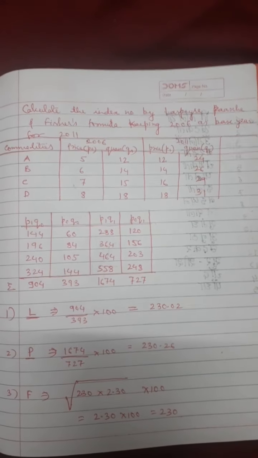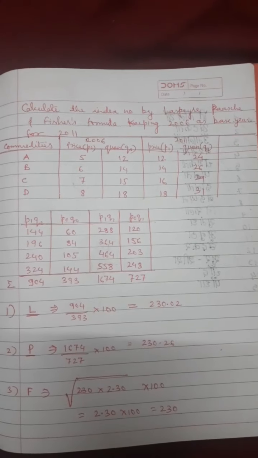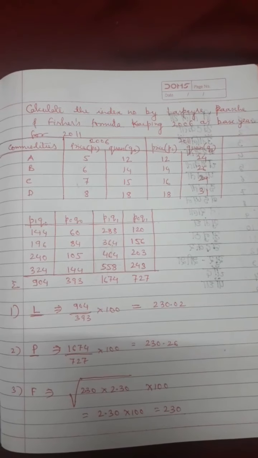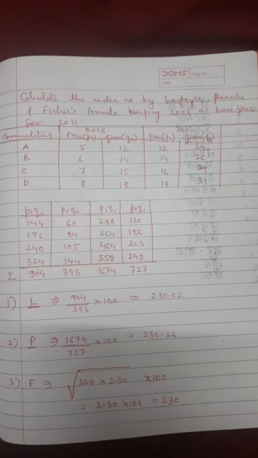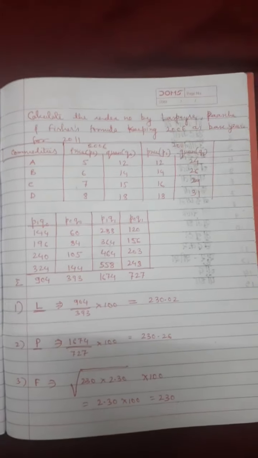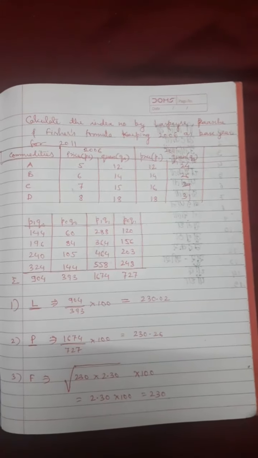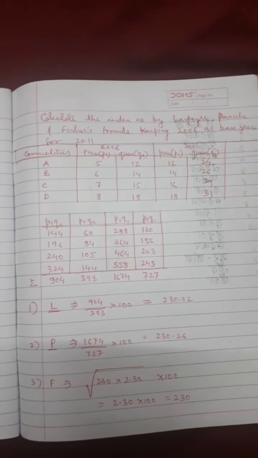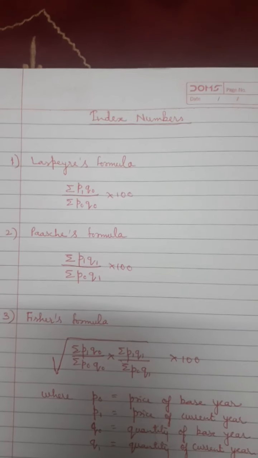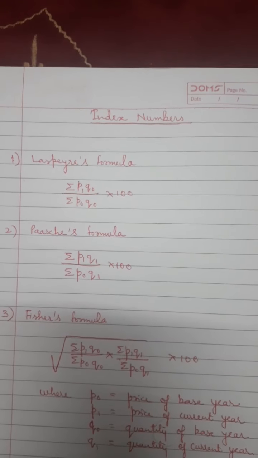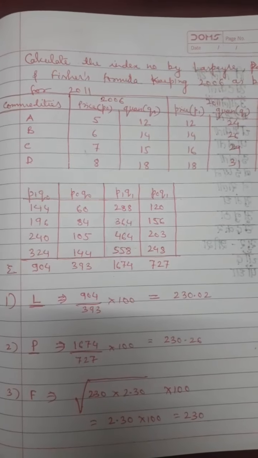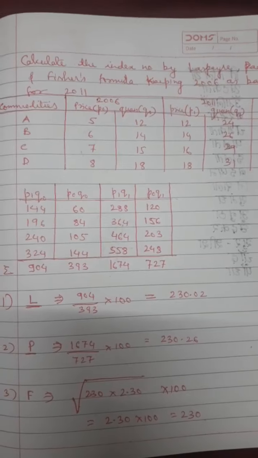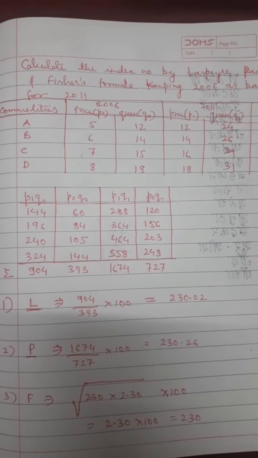So the price and quantity of 2006 will be considered as P0 and Q0 respectively. And the price and quantity of 2011 will be considered as the current year's price and quantity, that is P1 and Q1. Now you have seen the formula for Laspeyres. We need summation P1 Q0 upon summation P0 Q0. So we will take the multiplication of P1 Q0 and P0 Q0 for all four commodities which are given.